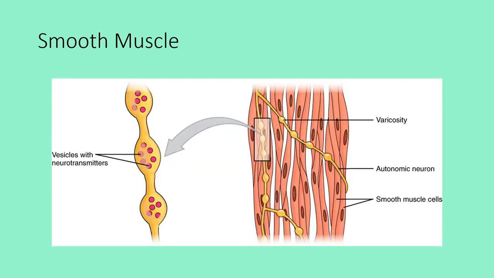And then the varicosities, like I said, you've got these strands. They look like little bubbles, these little swellings. That's where the neurotransmitter is going to be released.